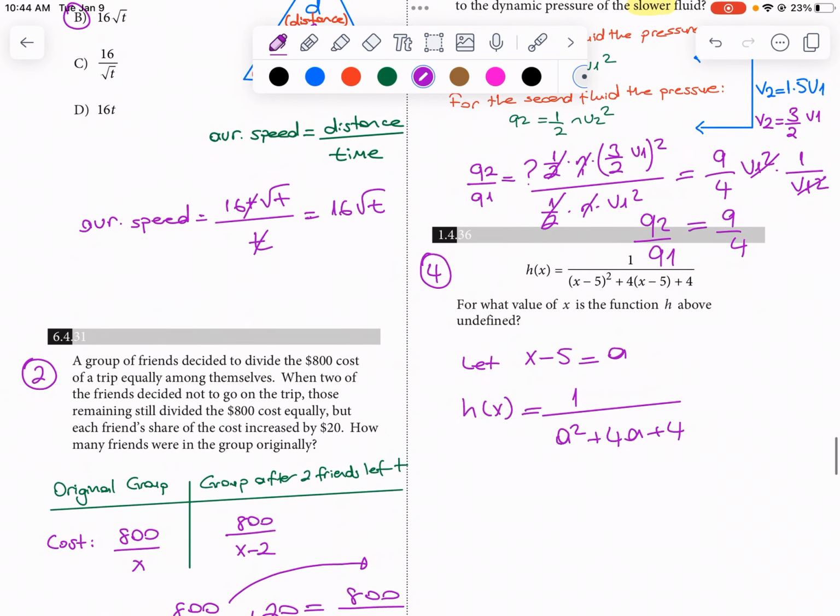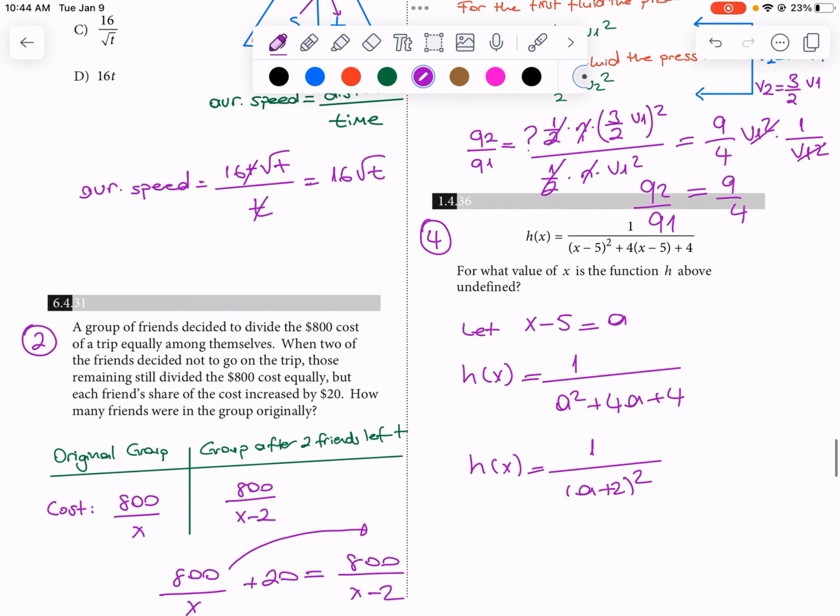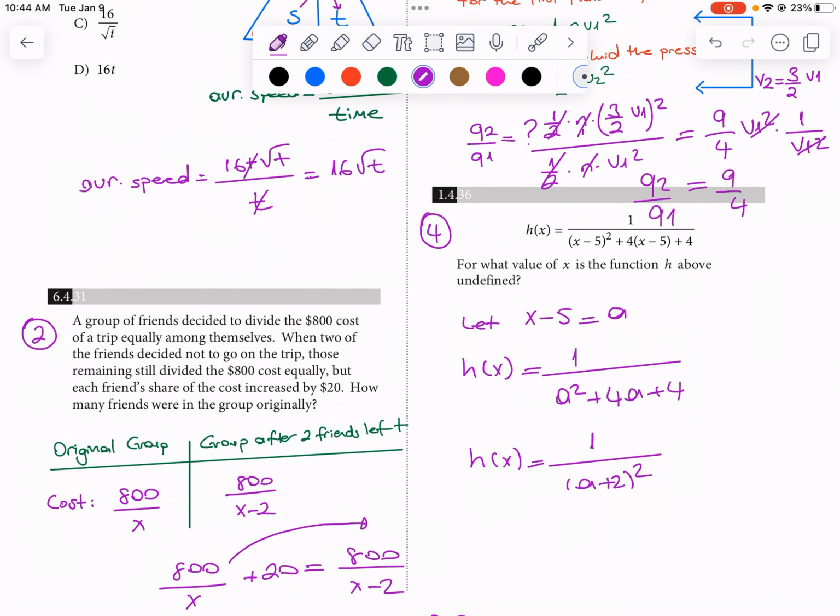And then we can factorize the denominator. h of x is going to be equal to 1 over (a plus 2) squared. And the main question is, for what value of x is the function h above undefined? When the denominator is equal to 0, the function is going to be undefined. So let us find the value of a which makes the denominator 0. So a plus 2 is equal to 0, a is going to be equal to negative 2. So when a is equal to negative 2, then this function is going to be undefined.